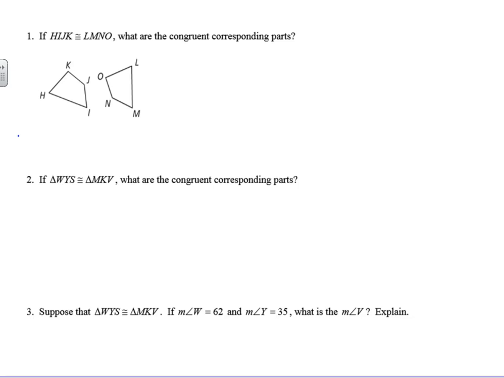Okay, so if HIJK is congruent to LMNO, what are the congruent corresponding parts? This is our given. We're given that this is true. What are the congruent corresponding parts? Well, we have angles that are going to be congruent, and we have sides that are going to be congruent. So for the angles, we can simply follow the order of the letters, H and L. Angle H is congruent to angle L. And you could mark those on the diagram, H and L.